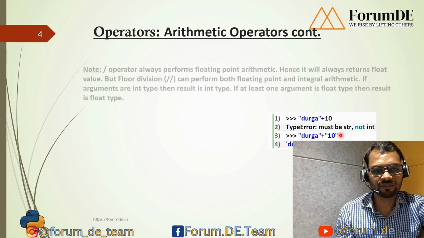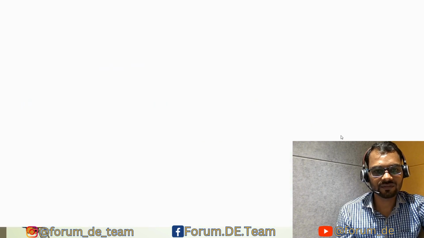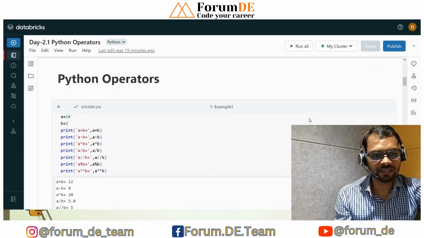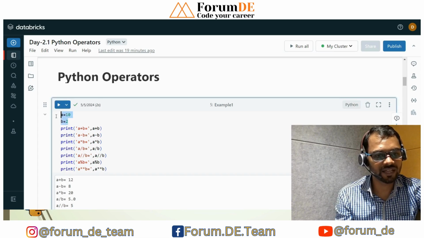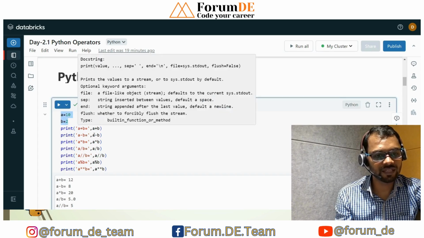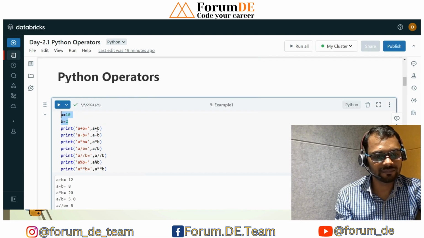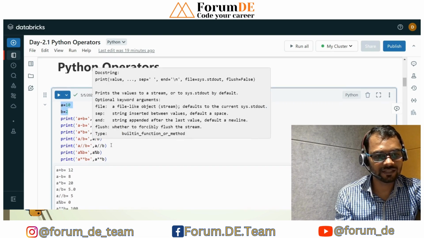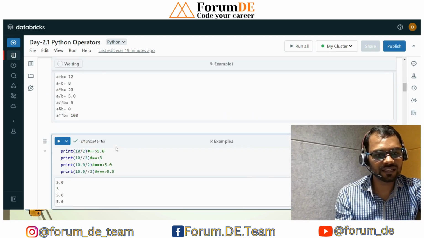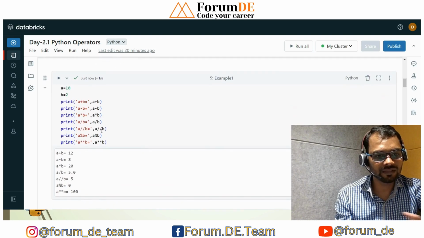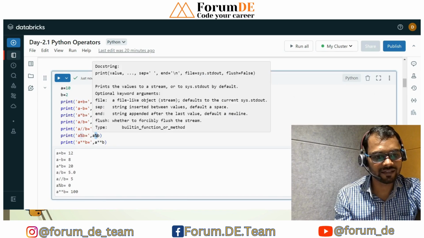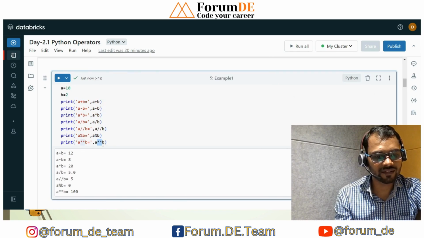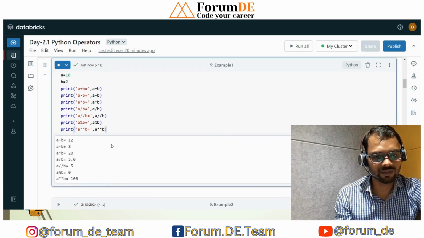Now coming to these arithmetic operators, here are some examples. Suppose that a is equal to 10, b is equal to 20. If I do a plus b, a minus b, that is addition, subtraction, multiplication, division. These are some examples of mathematical operators. Modulus is based on the remainder. And this is the square, meaning the power, the exponential. These are the arithmetic operators.